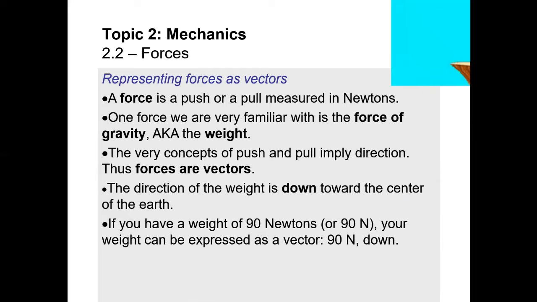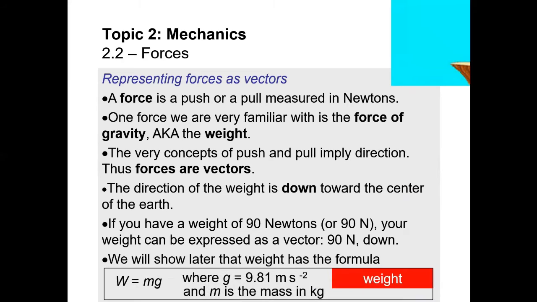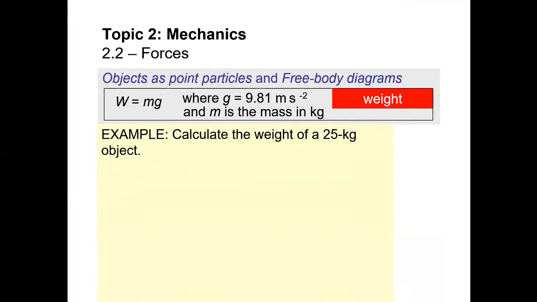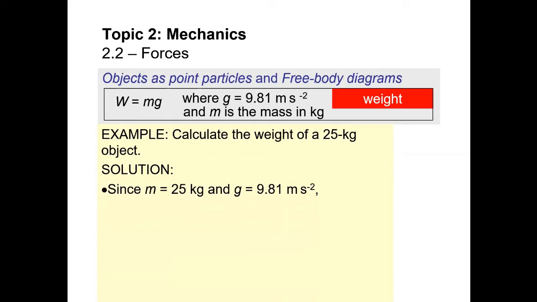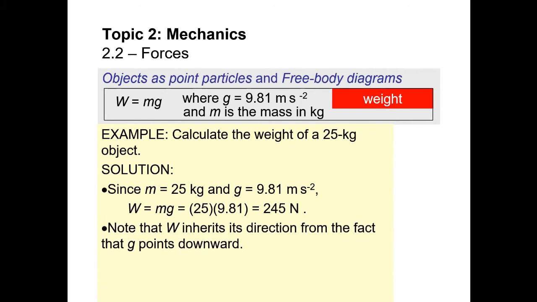If you have a weight of 90 newtons or 90 N, your weight can be expressed as a vector quantity: 90 newton downward. The formula is W equals mg, and g is acceleration due to gravity. Calculate the weight of a 25 kilogram object. Solution: mass is 25 kilogram, g is 9.81 meter per second squared. W equals mg, which is 245 newton.